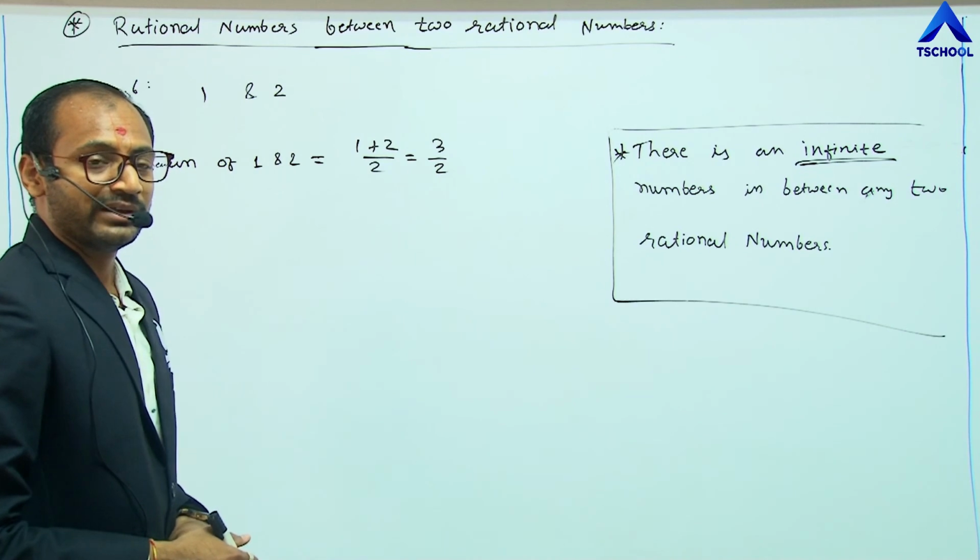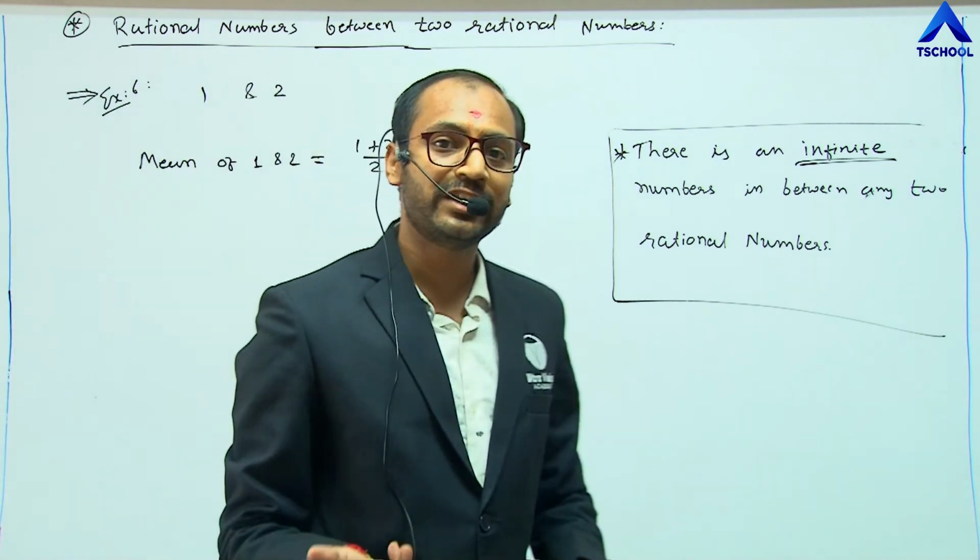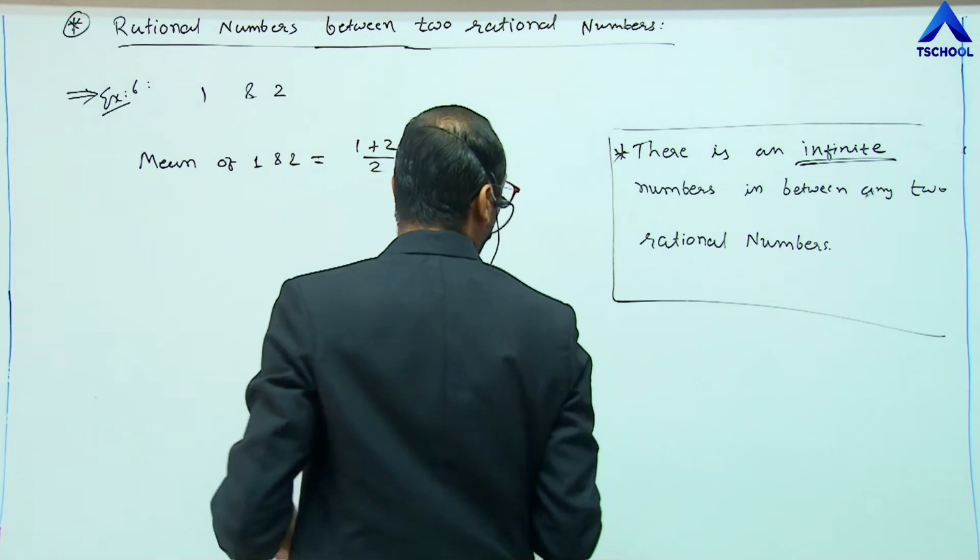Now find the second rational number in between 1 and 2. Let me draw a number line.